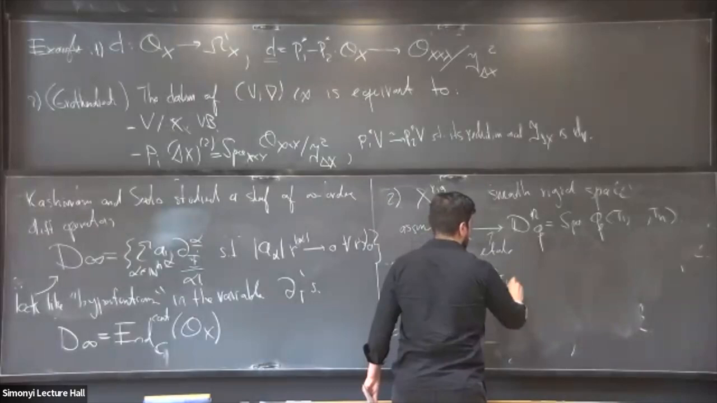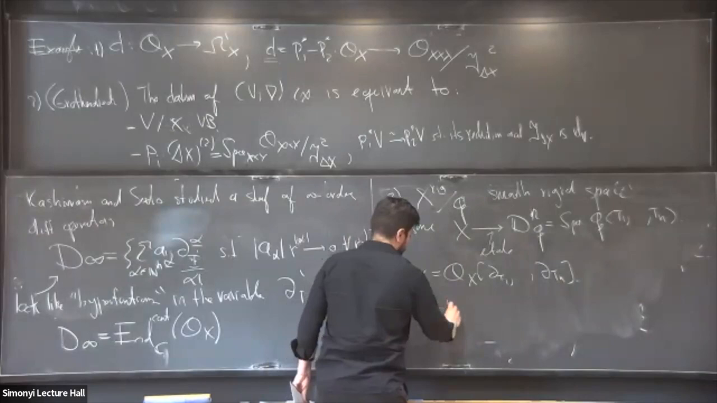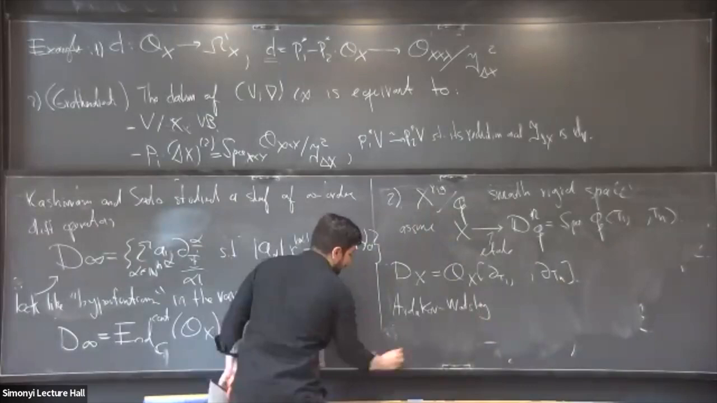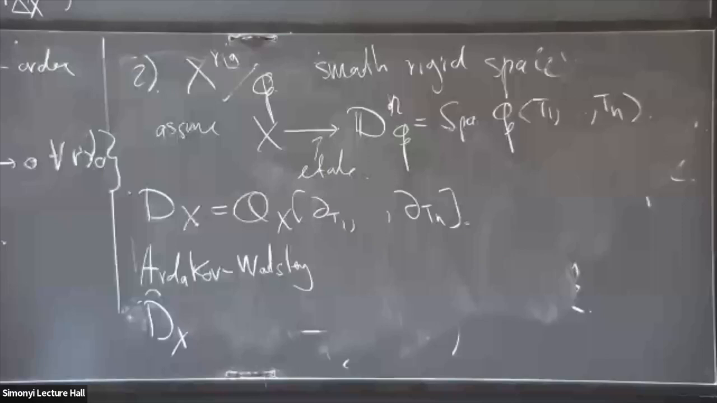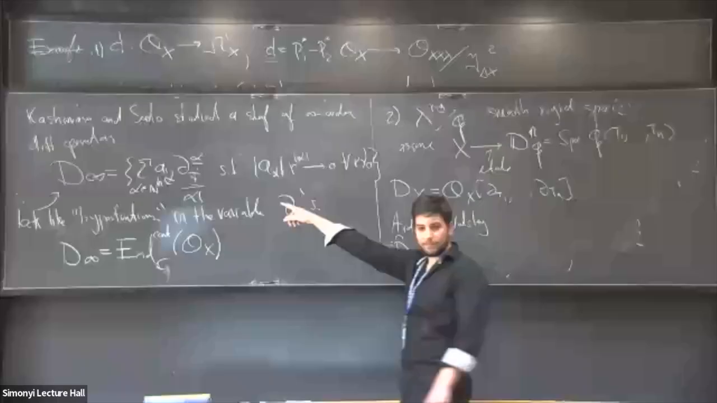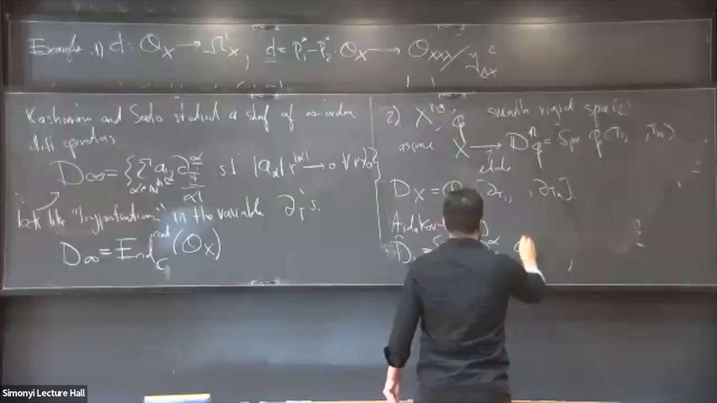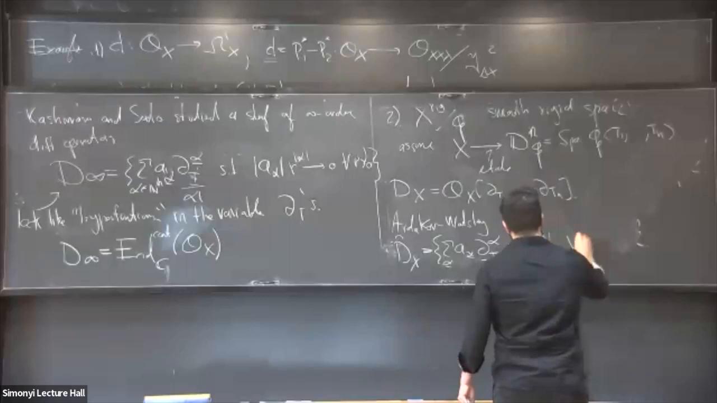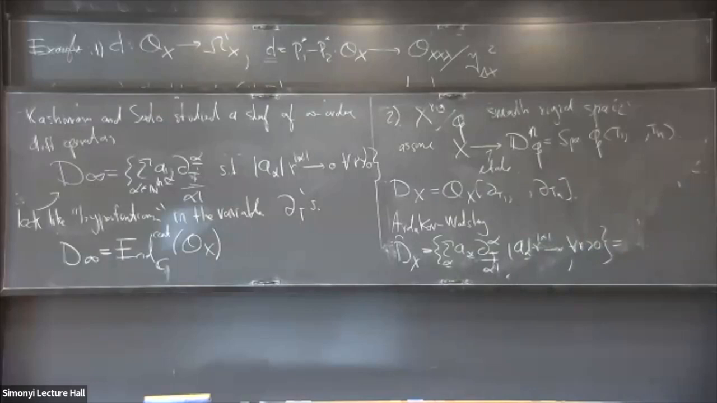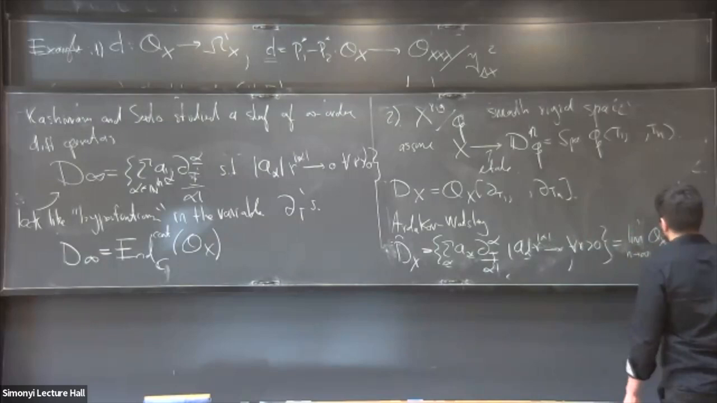And now, Ardakov and Wadsley constructed another sheaf of infinite order p-adic differential operators that you can present in different ways. So the first one is exactly in the way that is written there, the sums of functions such that this one goes to zero for all equal to zero. But fortunately, we have an analysis. So this one you can also describe as a sheaf given by just taking the theta algebra over X and multiplying these variables like that.